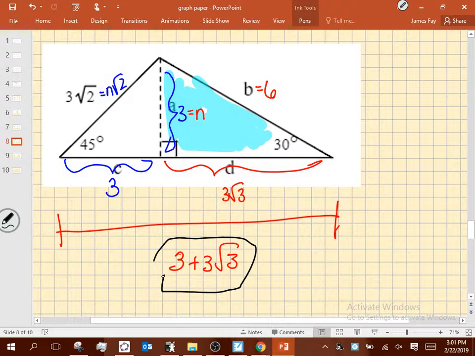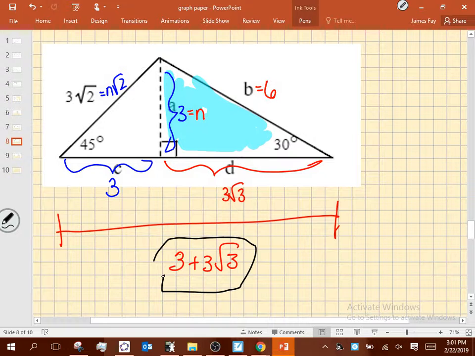What I mean by implied is I'm telling you you're supposed to add those, right? But because I don't come up with one concrete sum in which the plus sign disappears, I'm telling you that you can't combine those. They're not like terms. You just leave it as 3 plus 3 root 3.